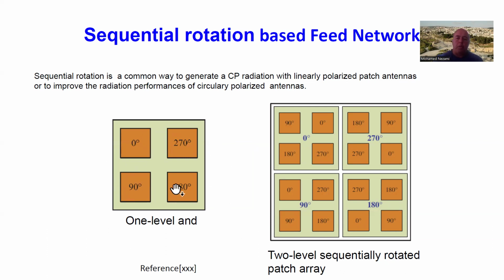You could do that at one level, for 4 elements, and you could do it at a 2-level sequential rotation, where in addition to rotating between the subarray of 4, if you go, for instance, for 4 by 4 elements, 16 elements, you do the same thing. So this quadrant is 0 degrees for all of these elements here, and these elements here are 90 degrees different from these, and so forth. Sequential rotation is a common way to generate circularly polarized signals from linearly polarized patches. But in most cases, it's used to improve the radiation performance of circularly polarized antennas, mainly to cancel out the mutual interferences and end up with a better axial ratio.